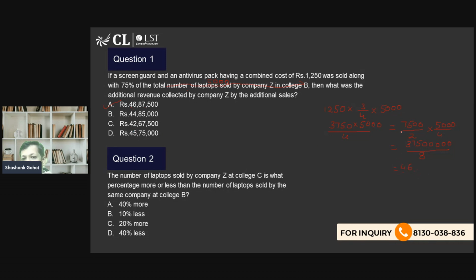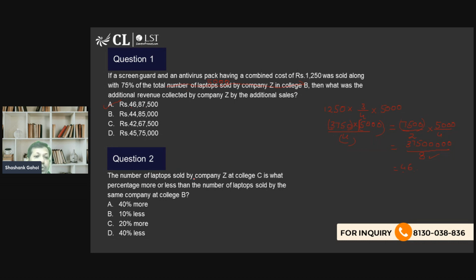And to ease the calculation, instead of taking 3750, I am writing it as 7500 divided by 2, and I am keeping this as it is. And later on, I am dividing it by 8. And that's how we can solve the question by easing the calculation in these kind of questions. That's what we can do. Okay. Now, let's look at question number 2.